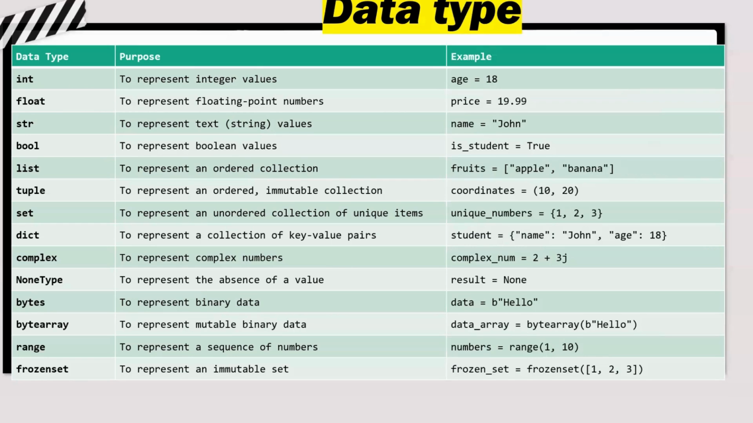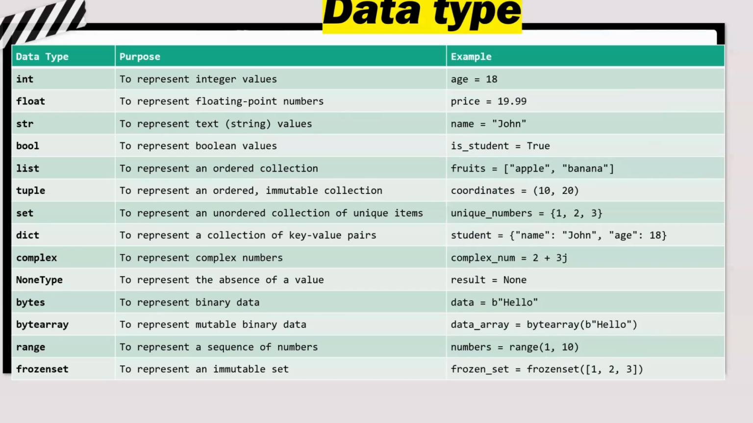Now, tuple: to represent an ordered, immutable collection, coordinates = (10, 20). Set: to represent an unordered collection of unique items, unique_numbers in curly brackets 1, 2, 3. Dict: to represent a collection of key-value pairs. Student = name: John, age: 18.